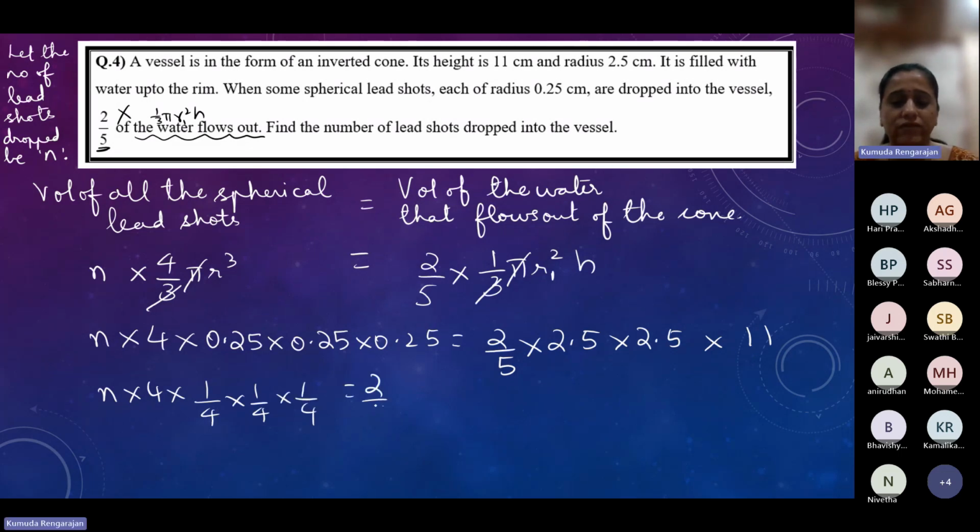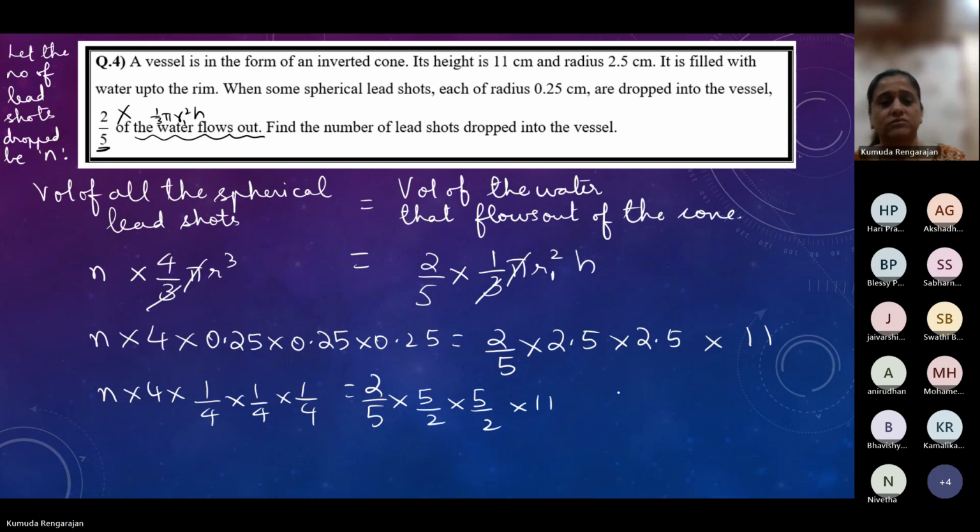So you can write 1 by 4 is equal to 2 by 5 into 2.5. What's 2.5? 25 by 10. And what is 25 by 10? 5 by 2. If you want to get rid of the decimal point, children, if you don't want the decimal point, you can do this. You don't have to show those steps. 2.5 is 5 by 2. You can straight away write that.